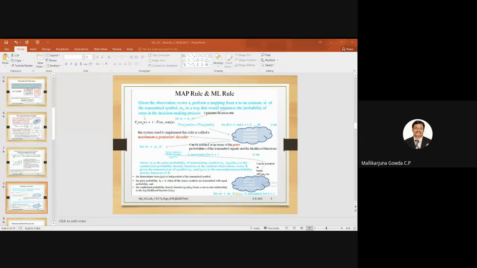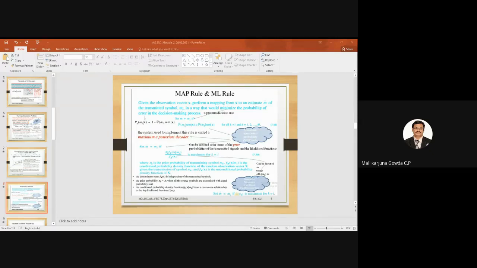So as I said, this MAP rule, that is the maximum a posteriori probability rule, can be restated in terms of the prior probabilities of the transmitted signals and the likelihood functions.